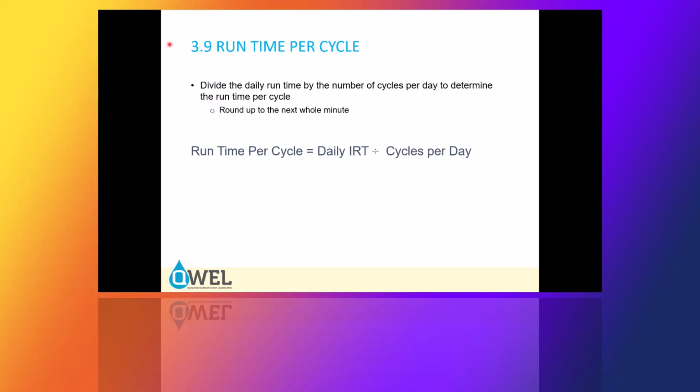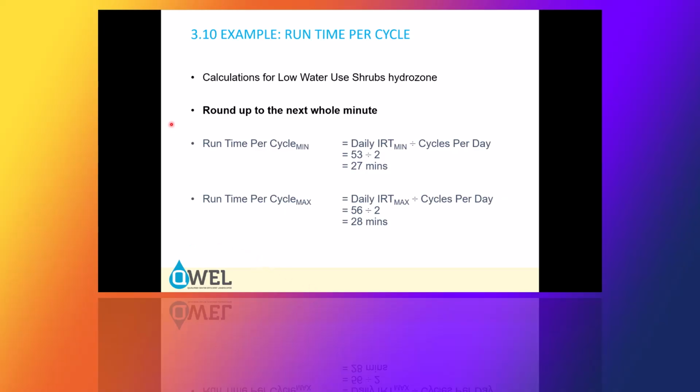And next is run time per cycle. So we want to divide the daily run time by the number of cycles per day to determine the run time per cycle. So run time per cycle, daily irrigation runtime divided by the cycles per day. That's all pretty straightforward. Most of this stuff is pretty straightforward. Again, if you follow along that irrigation audit form, it puts everything in sequence. So the numbers that you calculate at the beginning drive the calculations afterwards. So everything is done sequentially.